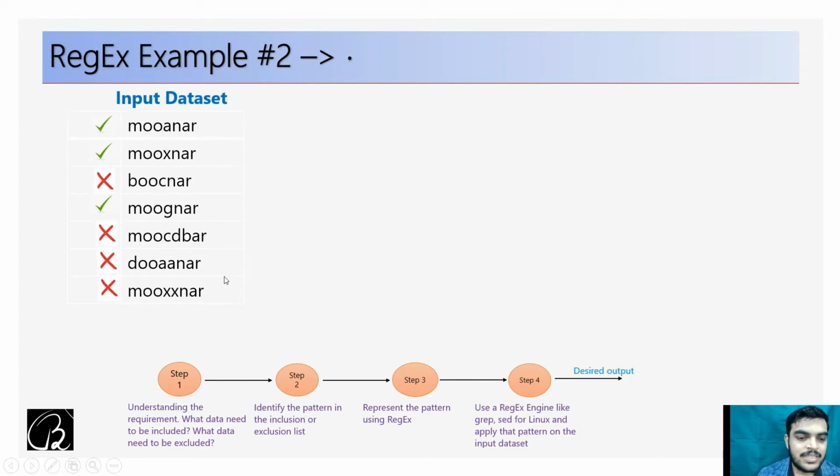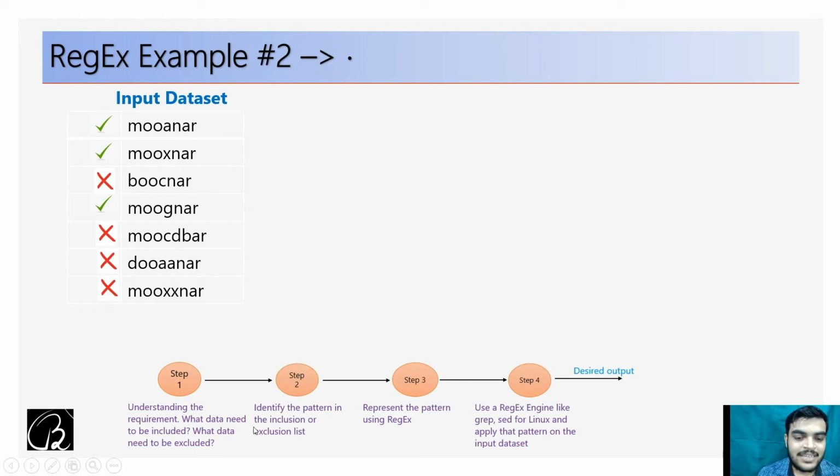According to step 1, we have to first understand the requirement, right? That means what data needs to be included and what data needs to be excluded. The strings having a green tick on the left are the strings that you want to include. And the strings having a red cross on the left are the strings that you want to exclude. So I can say step 1 is done, like we have understood the requirement.